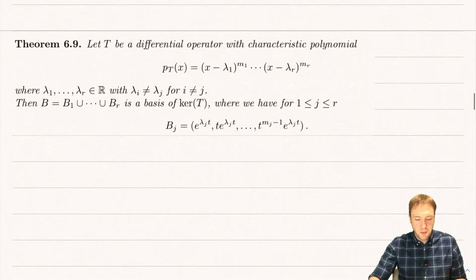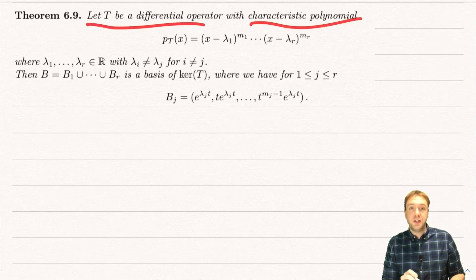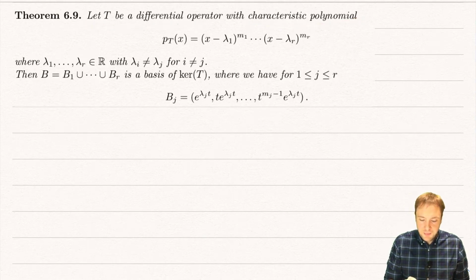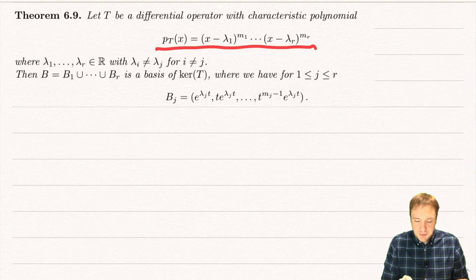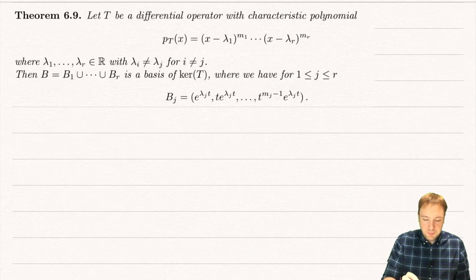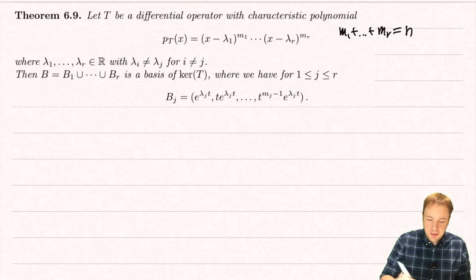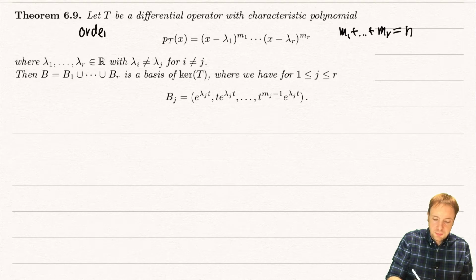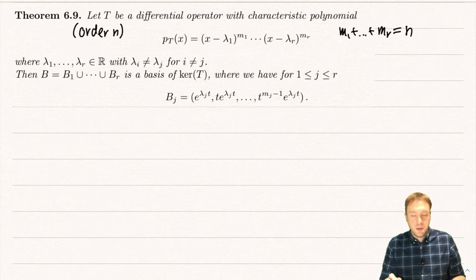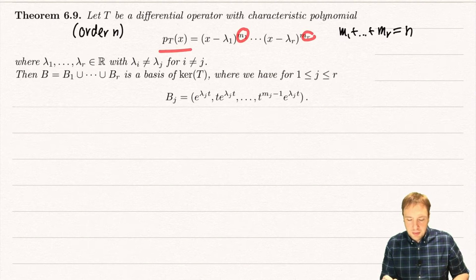Namely, we have the following theorem. If the characteristic polynomial of some differential operator of order n has this shape, meaning we have x minus lambda 1 to the m1 up to x minus lambda r to the mr, and here the sum of these m's is n, if the order of this differential operator is n, because this is the degree of this polynomial.